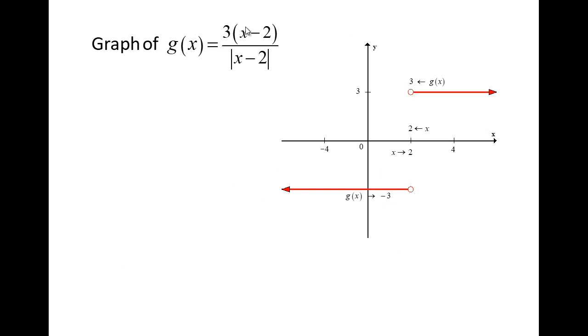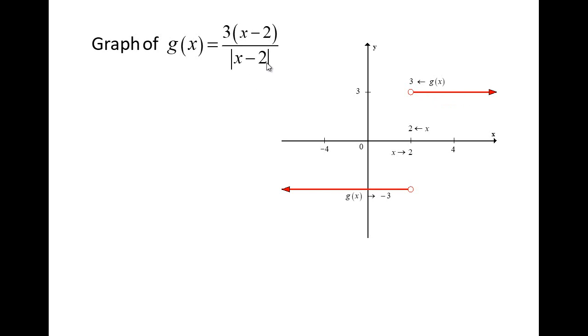How do we know this? By just looking at the function. Well, notice that if x is bigger than 2, then x minus 2 would be positive, so then the absolute value signs are unnecessary. So in that case, the denominator is exactly x minus 2, so I can cancel them out and I get 3. So when x is bigger than 2, you always get the value 3.